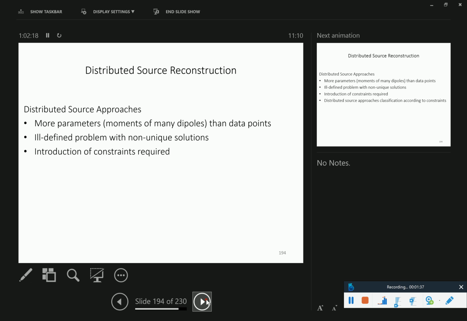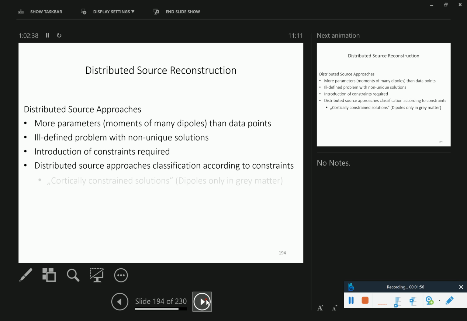So one needs to introduce constraints, and the EEG source reconstruction literature on distributed source reconstruction is mainly concerned with the question of which constraints to introduce. And this then leads to the fact that the distributed source approaches are classified according to their constraints. One thing you can do is, of course, ignore all white matter and subcortical aspects, which you might not actually detect in EEG anyway, and use cortical constraint solutions. So you only put dipoles on the gray matter.